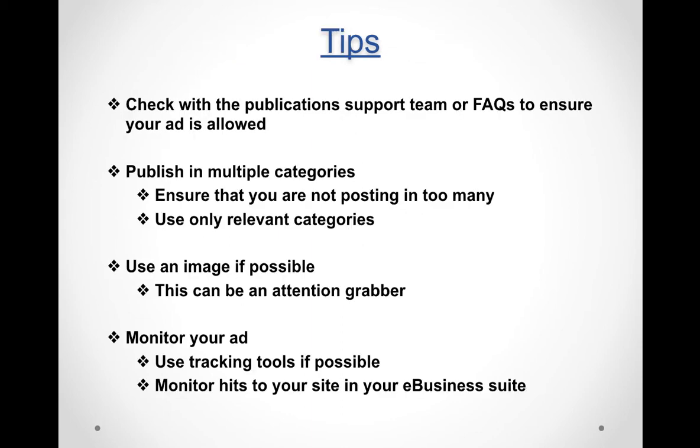Now, some tips. You always want to make sure you check with the publication support team or their frequently asked questions section to ensure that your ad is allowed. Some publications won't allow you to post, for example, trying to sign up individuals for your downline. They won't do any kind of things like that. They only want full-time jobs or W-2 jobs. They won't allow you to do anything that is essentially an entrepreneur opportunity.